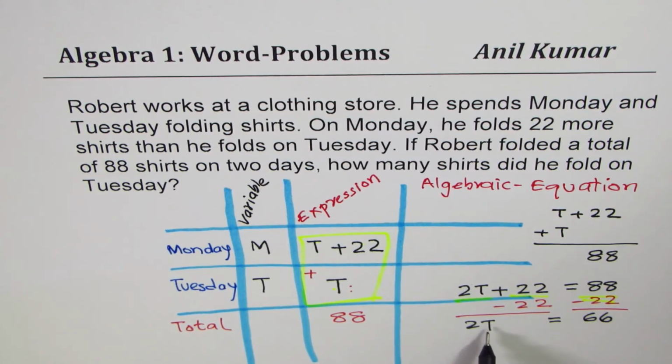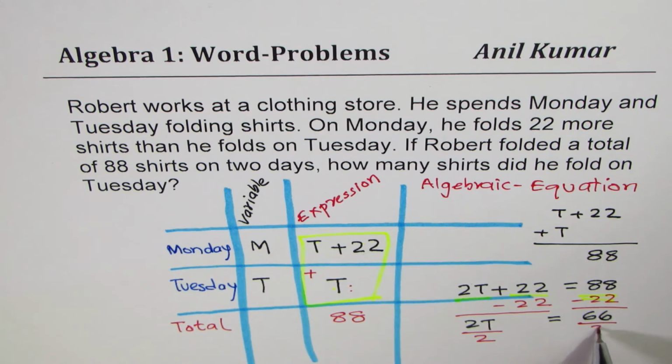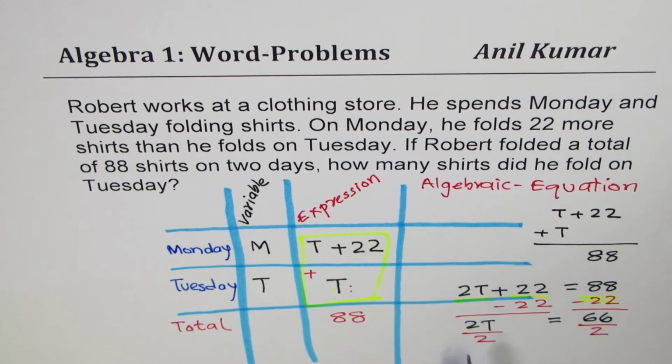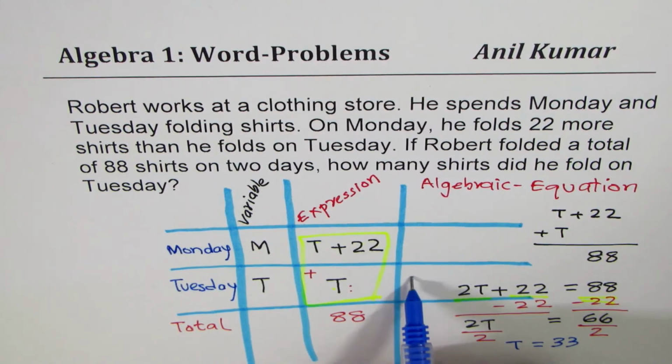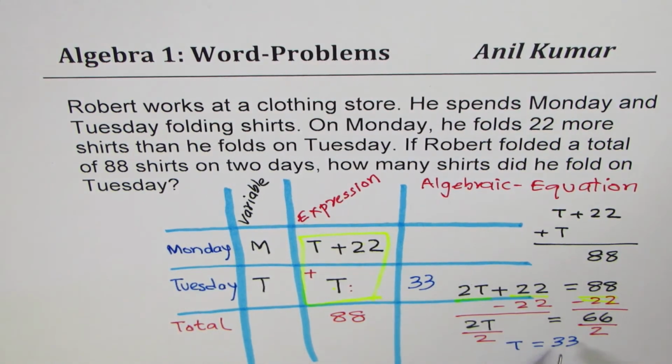Now we want to find how many shirts on Tuesday. That is, what is the value of T? So now we are going to divide by 2, both sides. We'll divide this by 2 and that also by 2. What I'm writing here in red is our thinking, or a step which you could include, right? That gives you T equals half of 66, which is 33. You get an idea, correct? So we get that T is 33, right? That means Robert folded 33 shirts on Tuesday.